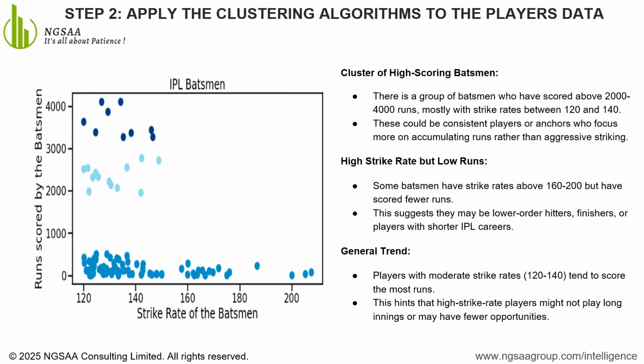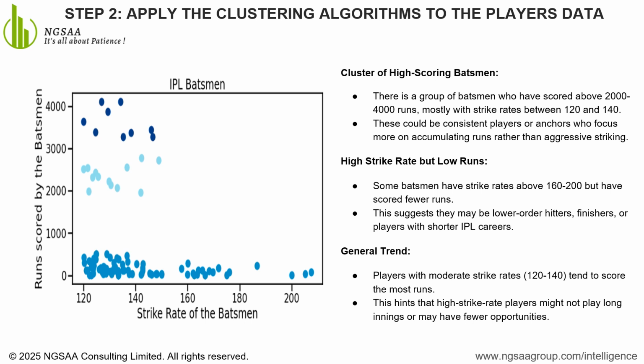Understanding the scatter plot. The x-axis represents strike rate, that is, runs scored per 100 balls. The y-axis represents total runs scored by batsmen in the IPL. Each dot represents a batsman, and the clustering helps identify different categories of players.